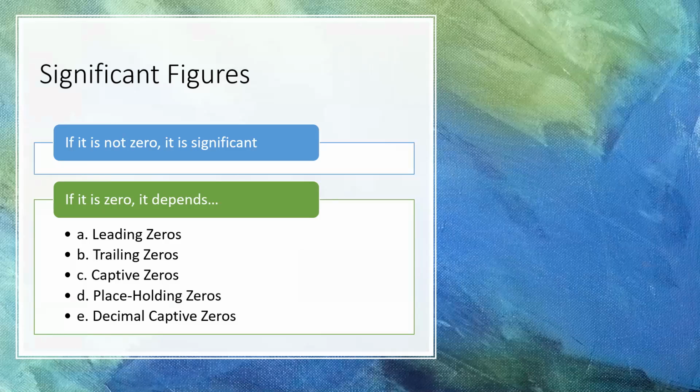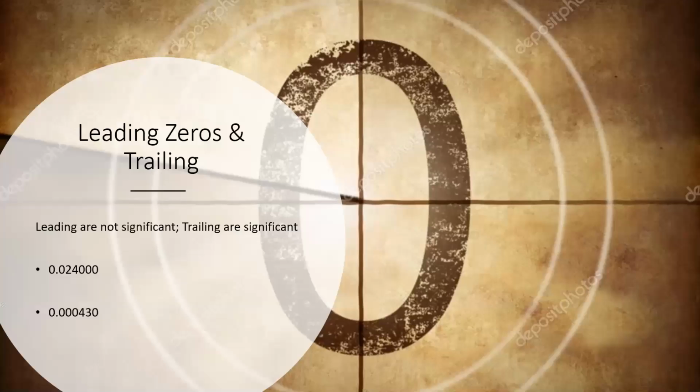So significant figures, if it's not a 0, it is significant. If it is 0, it gets a little complicated. So here are some of the examples of when they're going to matter and when they're not, but we're going to go through them right now. Okay, leading zeros and trailing zeros. Okay, so leading zeros are not significant.